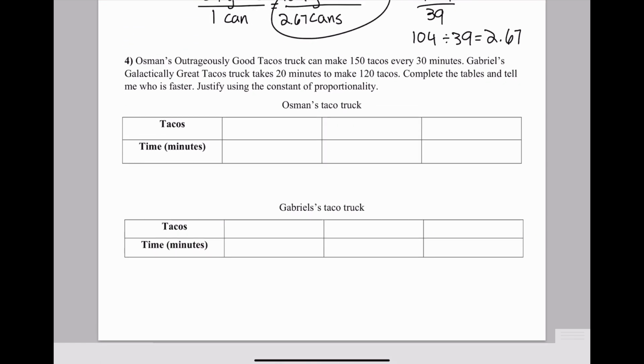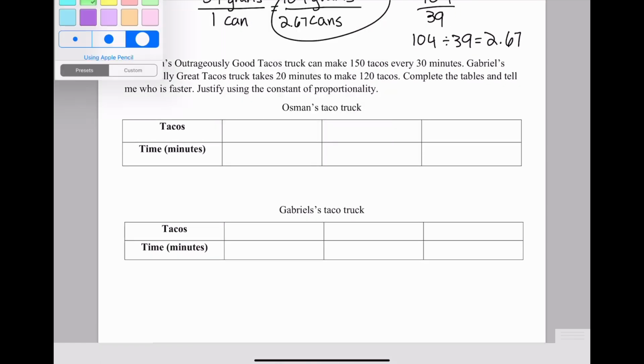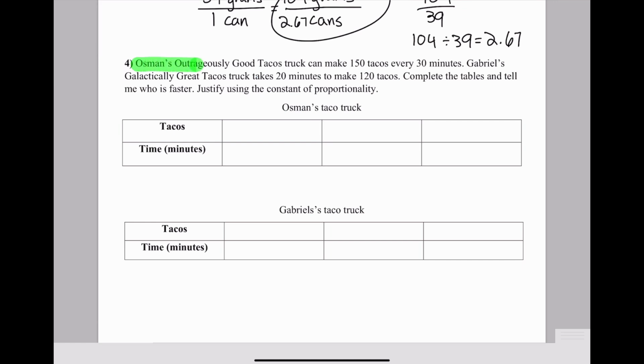Last but not least, we have 2 tables that are purposely not filled out. We have Osmond's Outrageously Good Tacos, which can make 150 tacos every 30 minutes. And we have Gabriel's Galactically Great Tacos that takes 20 minutes to make 120 tacos. Complete the tables to see who is faster. Justify using the constant of proportionality. What does that mean? Again, remember, the book is telling us that that is the same as the unit rate. That's what we're going to do in this case.